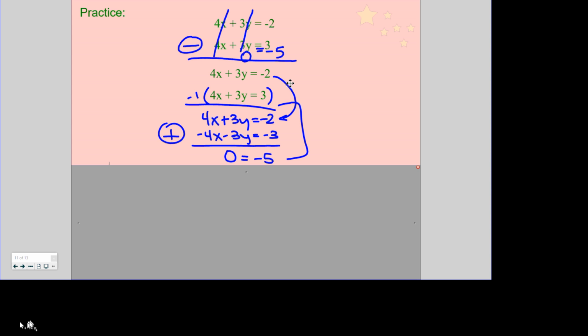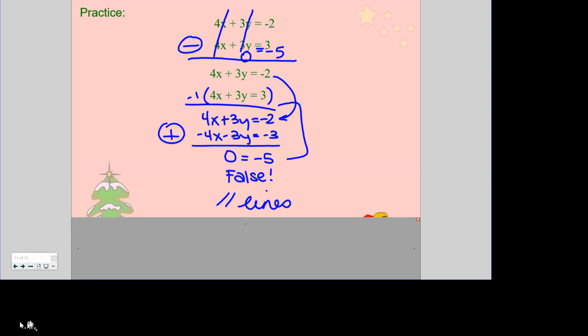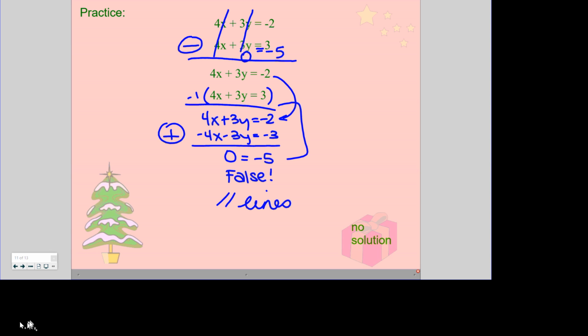This is interesting. Our variables went away, and we're left with 0 equals negative 5. Hopefully you recognize that that is not true. That makes no sense. 0 is not equal to negative 5. So this is, in fact, a false statement. So what this implies is that these two equations actually don't have a solution to the system. There is no point that these two lines would ever meet at. And we've seen this in graphing, and this is an example of two parallel lines, meaning they will never intersect, so there is no solution to this system.